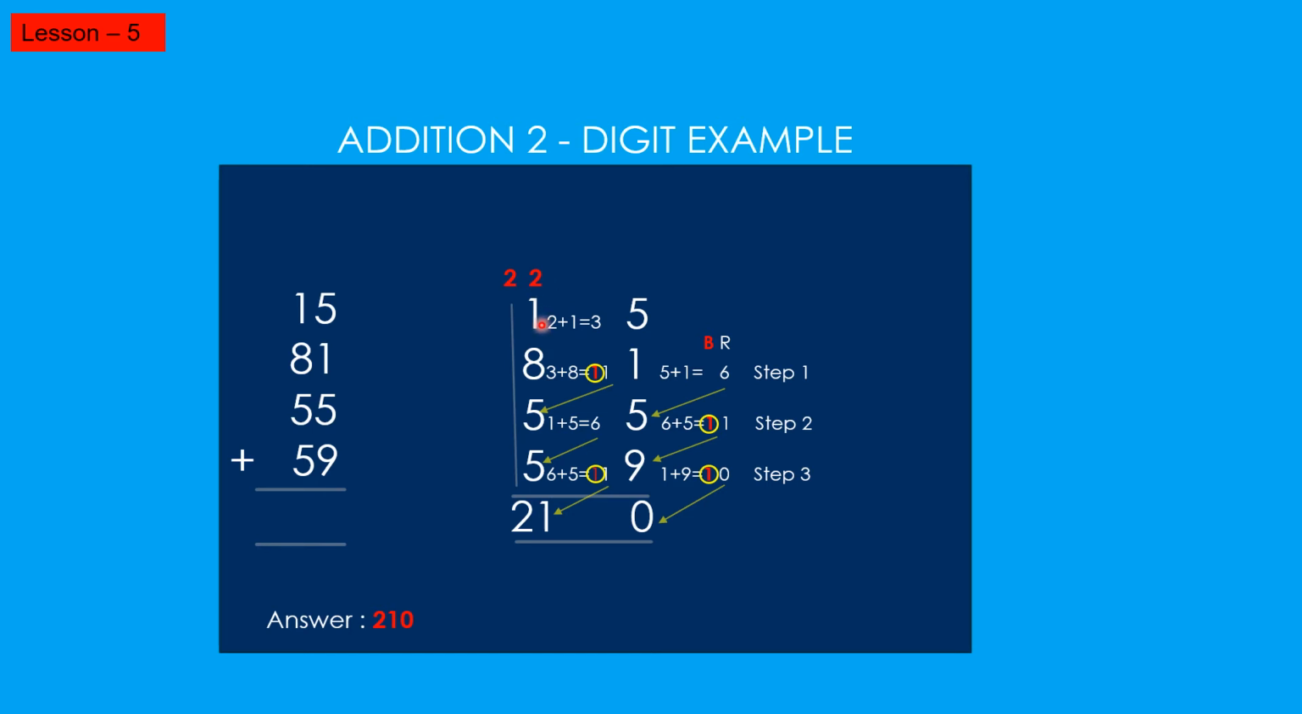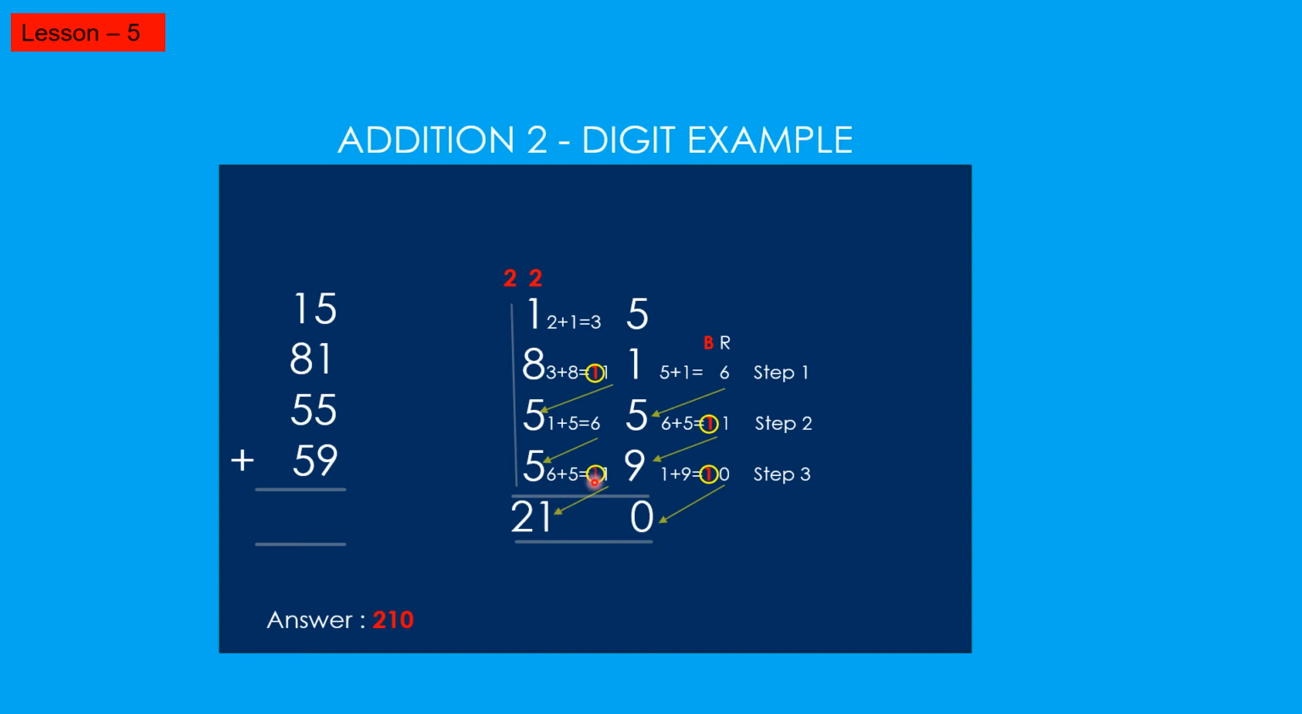2 plus 1 is 3. 3 plus 8 is 11. Again a 2-digit number. In 11 you circle the 1 as your base and this 1 is added to the next number 5. 1 plus 5 is 6. 6 plus 5 is 11. Again you circle the 1 and this 1 comes in your answer box.